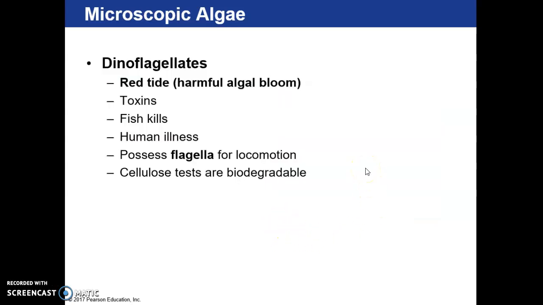Then we have our dinoflagellates. These are microscopic algae, and these guys are the ones that are not good. They carry toxins, they cause red tide, and they possess flagella for locomotion. So they are actually able to move themselves within the current, even though they're still considered plankton. And that's where they get their name, flagellate, because of the flagella.